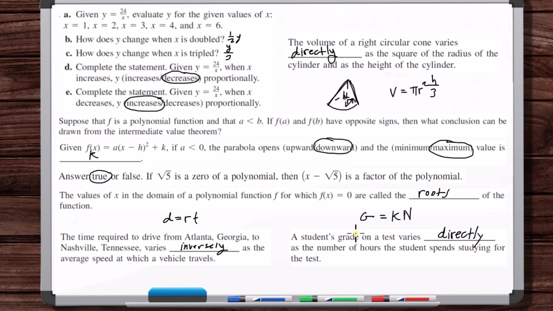You study for 10 hours, you get a B. You study for 20 hours, you get an A. Well, no, but you could think about it that way. If you could come up with an accurate formula, with everything else held constant, I bet you'd see a directly proportional relationship.